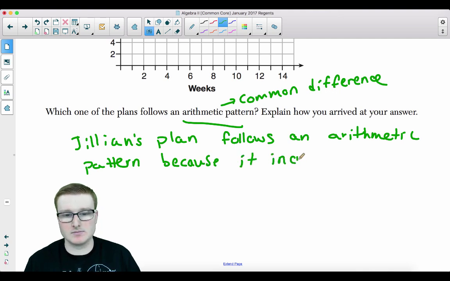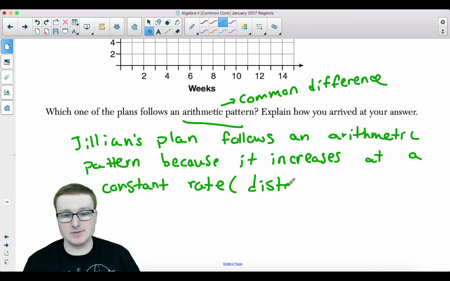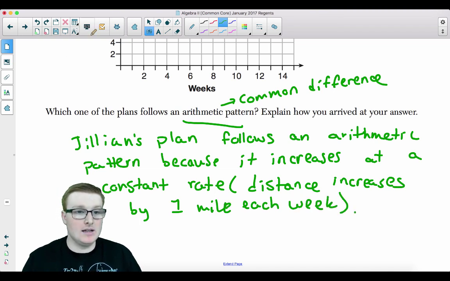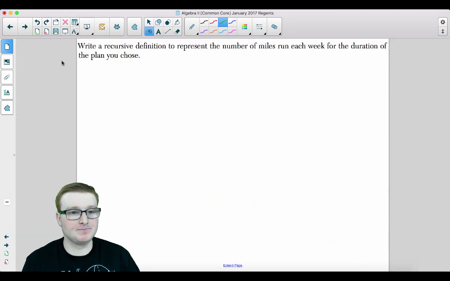It increases at a constant rate. Okay? And you could even say that the distance increases by 1 mile each week. That's how you know it's arithmetic. Done. That's how you do that question. Nice, easy question. Should have gotten those 2 points and ran with it.